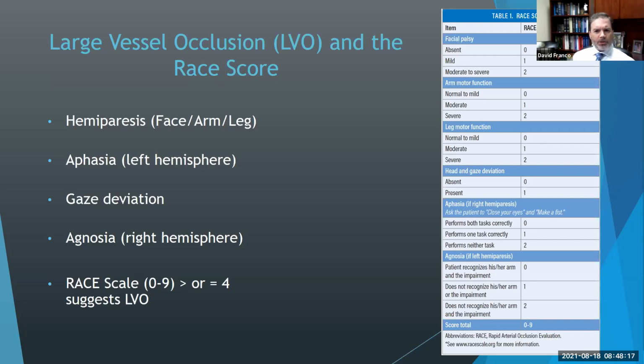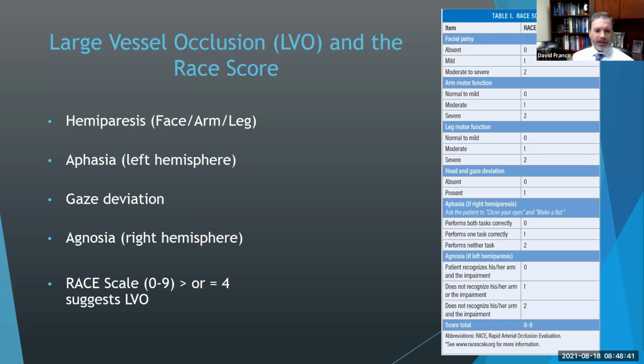The RACE score, which is really not important for us hospital clinicians to be concerned about, but the emergency medical personnel will use this. And when they see a patient in the field, they can determine by this score if they would be potentially a large vessel candidate, because we have to be thinking about that right from the get-go.